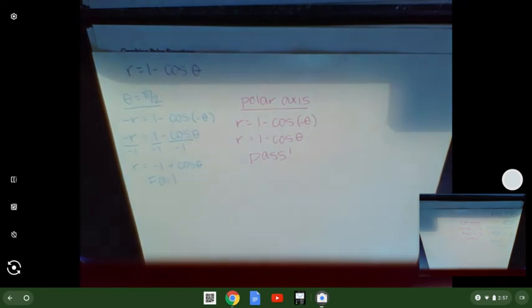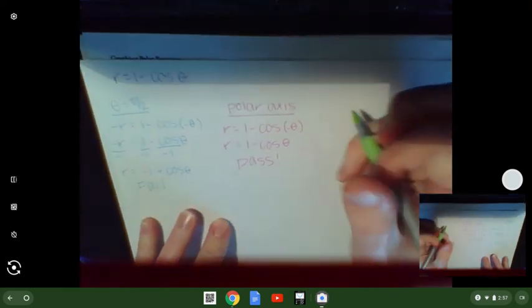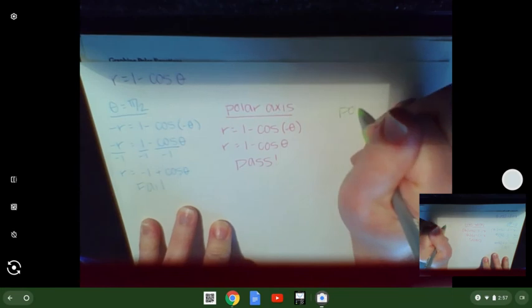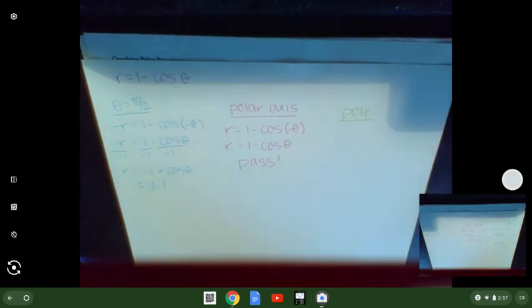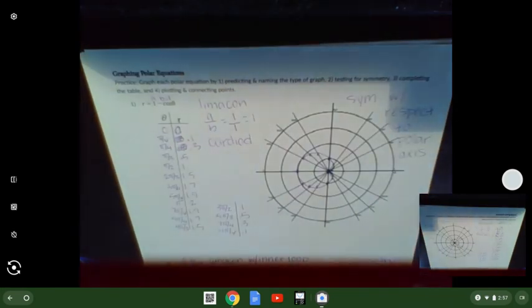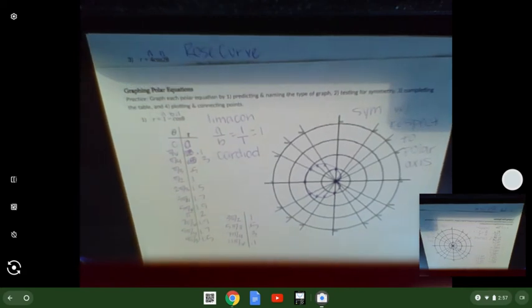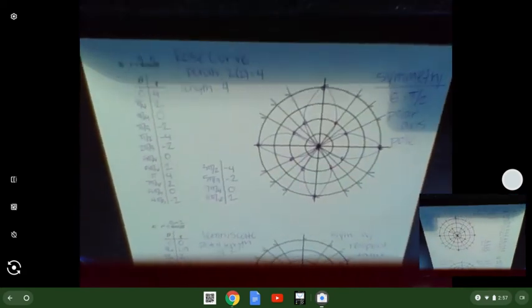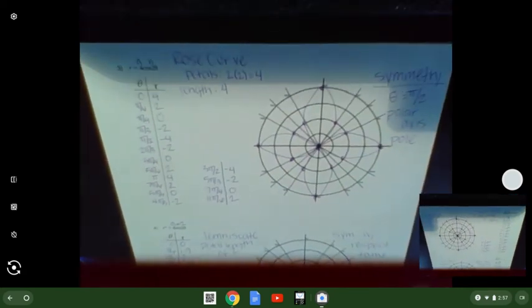Now, does that mean we get to stop and we don't have to test for symmetry with respect to the pole? The answer is no, because if you look through the graphs that we created, you could exhibit more than one type of symmetry. For example, our rose curve that we created in the last set of notes actually has all 3 types of symmetry. If we exhibit all 3, that makes your life even easier than you thought it could be with passing one.